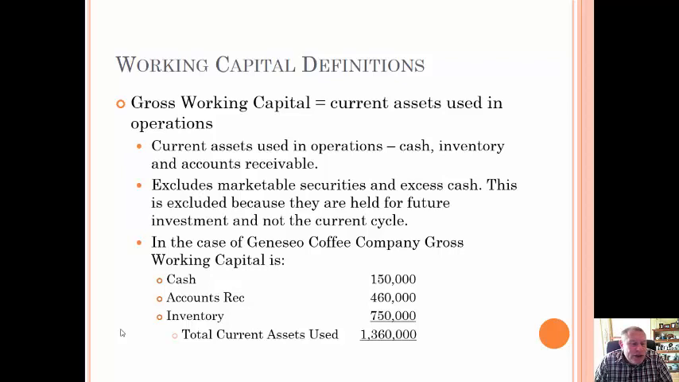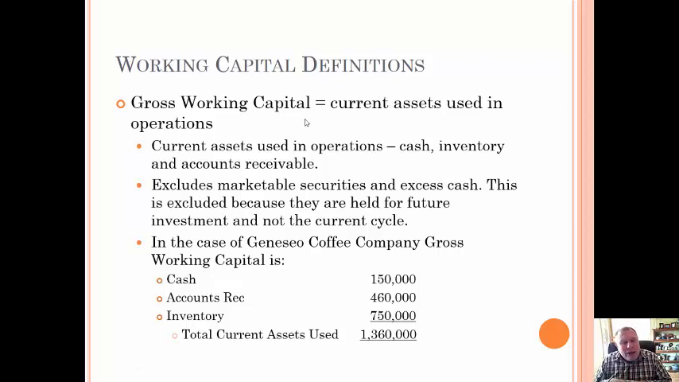But when we look at Geneseo Coffee Company, it's their cash, accounts receivable, inventory, and that's current assets used. Now you notice that's not total current assets. That's only total current assets used as part of the working capital cycle because they have $100,000 in marketable securities. So that's gross working capital. Pay attention here to the definitions, gross working capital.